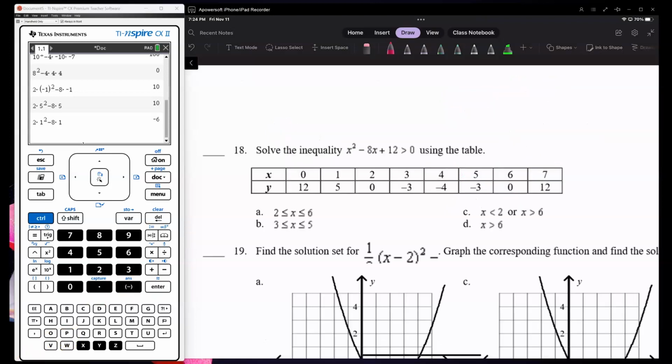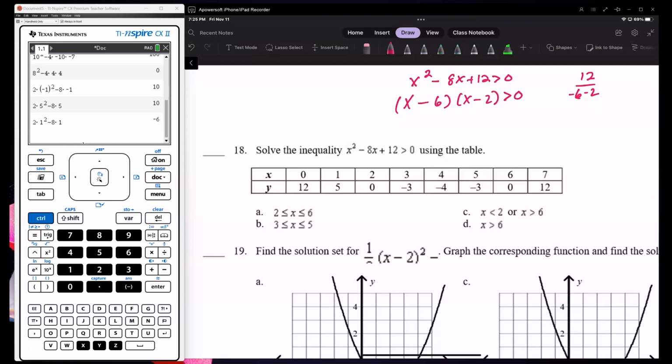I know it says to use the table. We're going to use it, but I'm going to show you how we're going to use it. We have x squared minus 8x plus 12 is greater than 0. And it's telling us to use the data to solve the inequality. What I'm going to do is we're going to go through the process. We're going to factor. The factors of 12 are 6 and 2. And they have to both be negative since we get negative 8. So we have x minus 6, and we have x minus 2 is greater than 0.